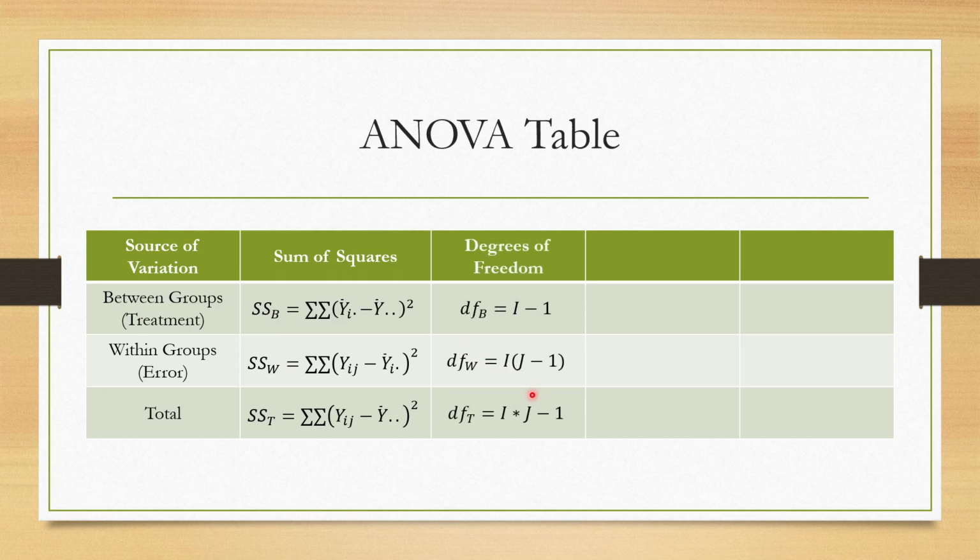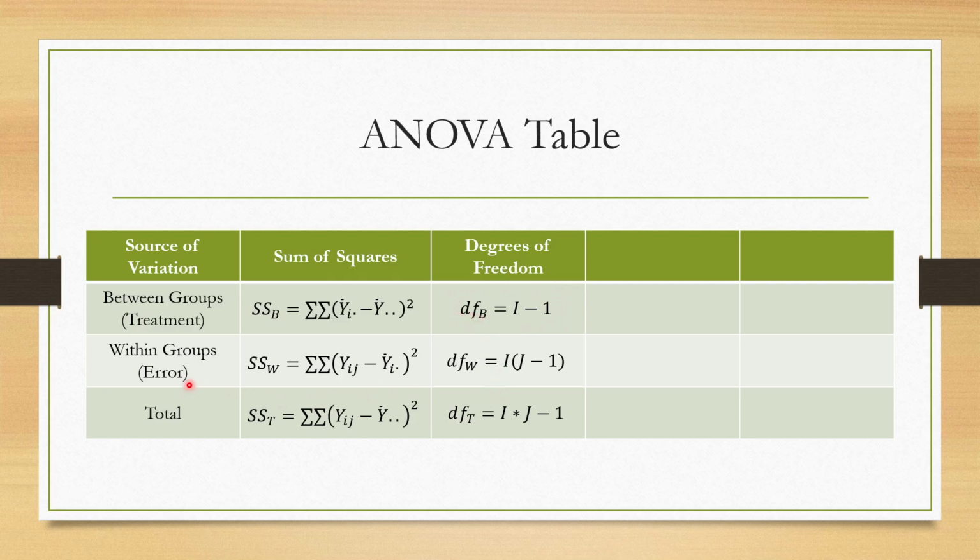Okay. Moving on. Degrees of freedom. So degrees of freedom is going to become an important component within ANOVA. Degrees of freedom for the between groups effect or the treatment effect is found by taking the total number of groups and subtracting 1. So just like earlier we had n minus 1, here we have I minus 1.